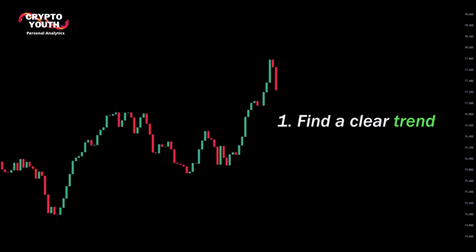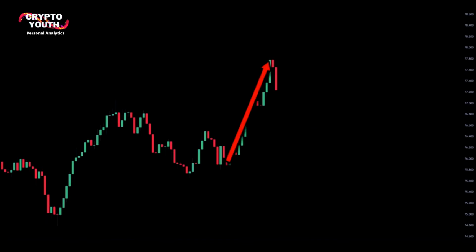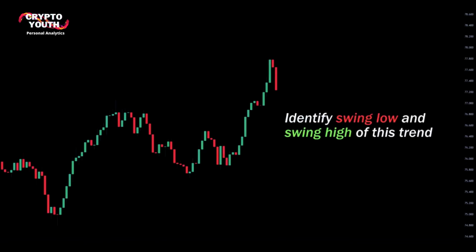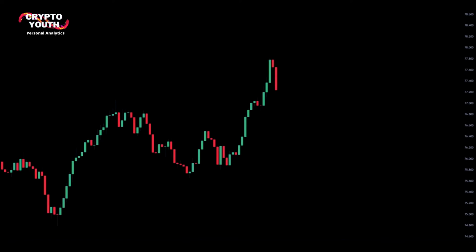So the first step is you want to find a clear trend. Like in this example, here we can see that the market is clearly moving upwards. Now, once you've identified the trend, the next step is applying the Fibonacci retracement. So to apply the Fibonacci retracement, you first need to identify both the swing low and the swing high of this trend. So a swing low refers to the lowest point the price reached before reversing upwards. And over here, we can see that the price slightly went down before reversing back up. And at this period, this was the lowest point, and so this will be our swing low.